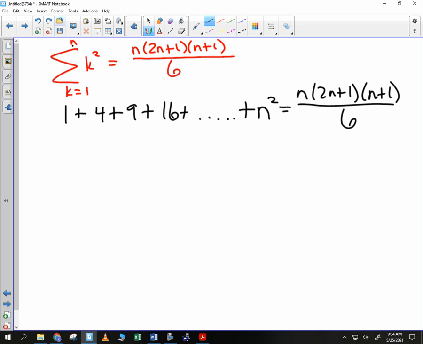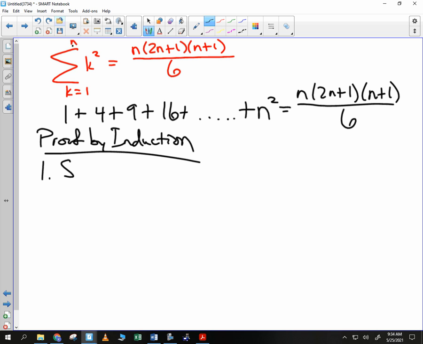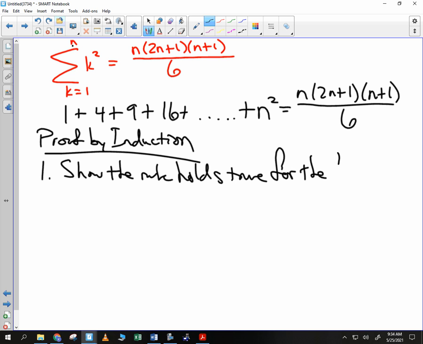Let's do it. What's my first step? Awesome. Let's do it. Show the rule holds true for the first few cases. Sweet. Let's start with case 1.